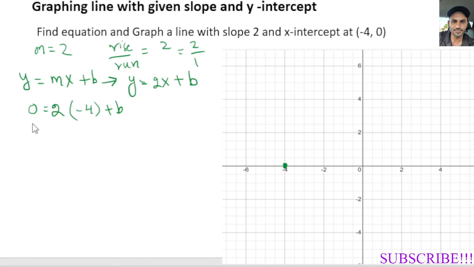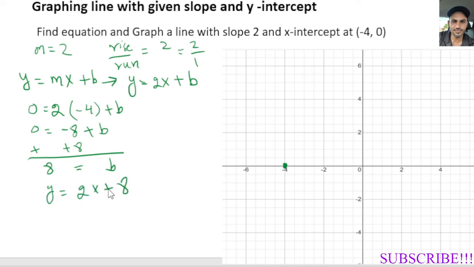Okay. Now if we simplify this, we get negative 8 here. When you multiply 2 with negative 4, it gives you negative 8 plus b. And then you add 8 on both sides. Now that would give us b equals 8. Now we can take this and we can actually plug in here for b. So y equals 2x plus 8. Now this is the equation of this line that we're talking about in this example.